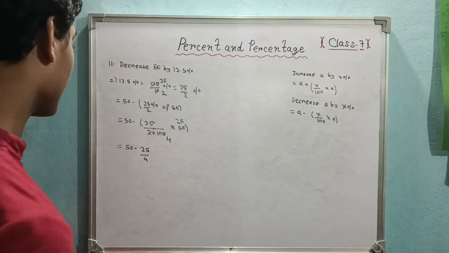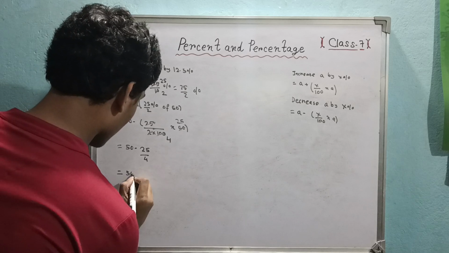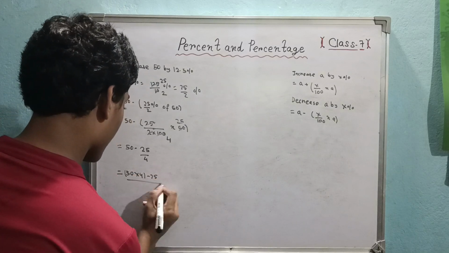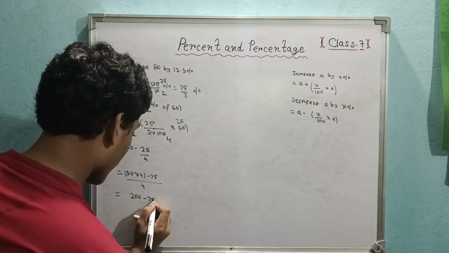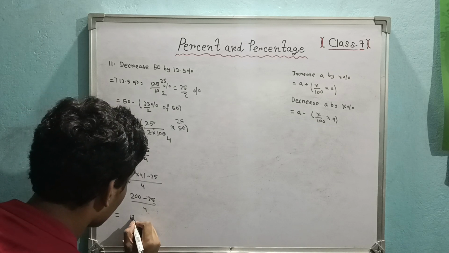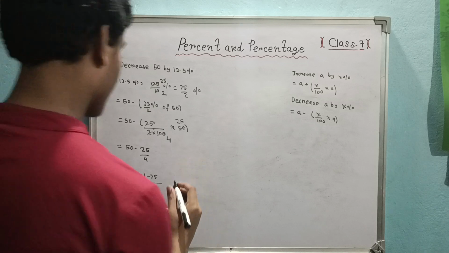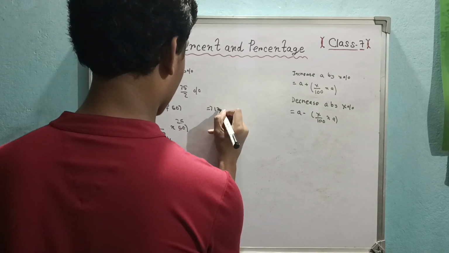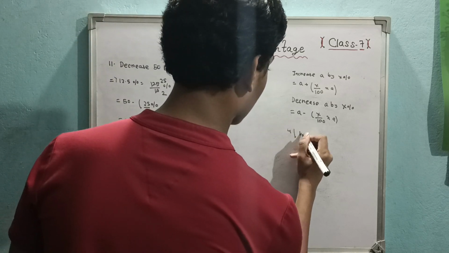Alright. Let's take the LCM. It is 4, equal to 50 into 4 minus 25 by 4. That means 200 minus 25 by 4 is equal to 175 by 4. And if you just divide, you will get the answer. What is 175 by 4? I can show you actually by division.